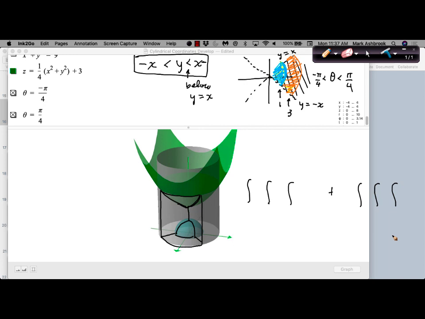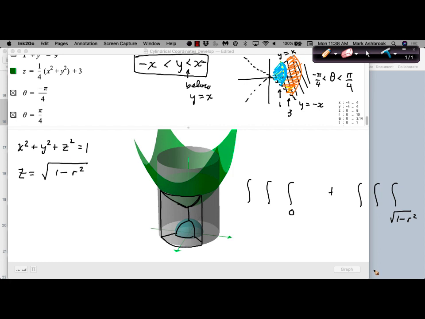Okay, so z goes from, in one case, 0, and in the other case it goes from the sphere. So the sphere is x squared plus y squared plus z squared equals 1. So what will our lower bound be then? Square root of 1 minus x squared minus y squared. But what's that? R squared, right? So it's going to be z equals square root of 1 minus r squared, because that'll be 1 minus x squared minus y squared.